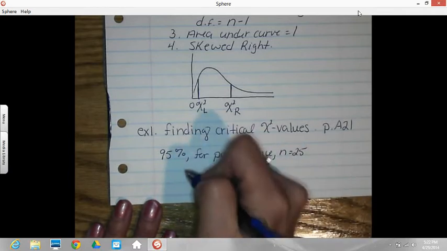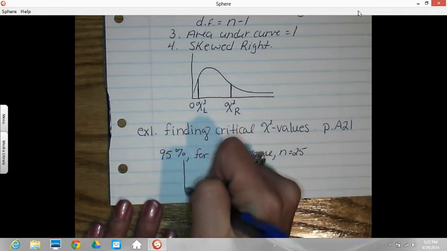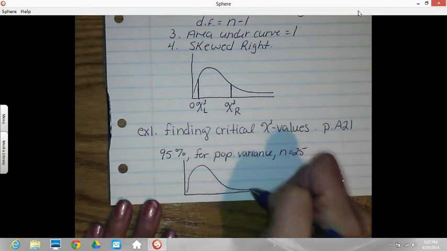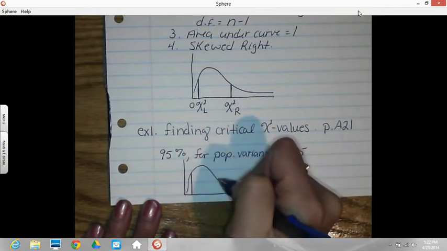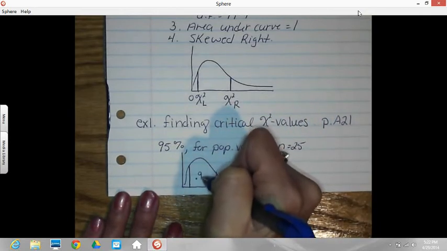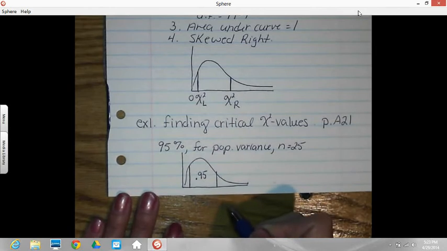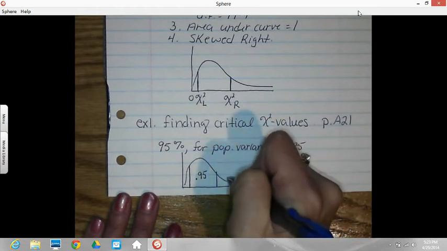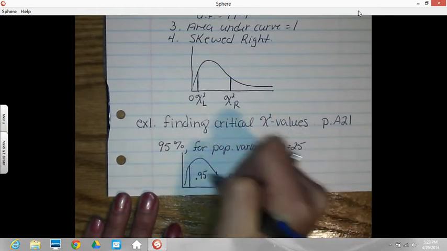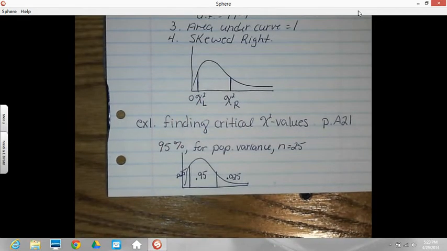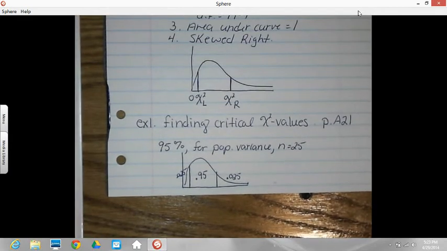Okay, and it's all based on area and degrees of freedom. So if I just do the rough sketch, I'm looking for those two chi-squared values. I know there's 95% of the graph in between those two chi-squared values, and I still have an equal amount in each of these pieces here. So that's 2.5% in each one. Okay, let's go take a look at the chi-squared table on page A21 in the back of your book.